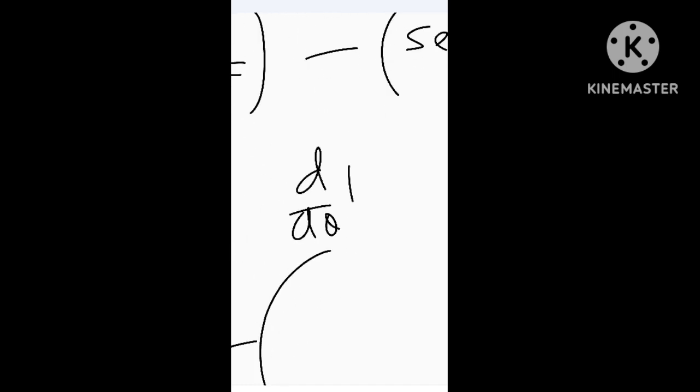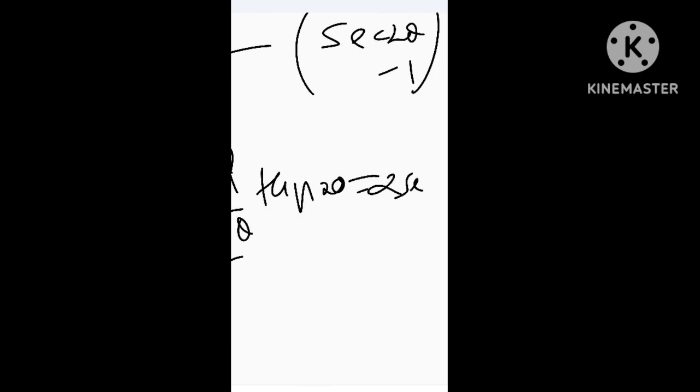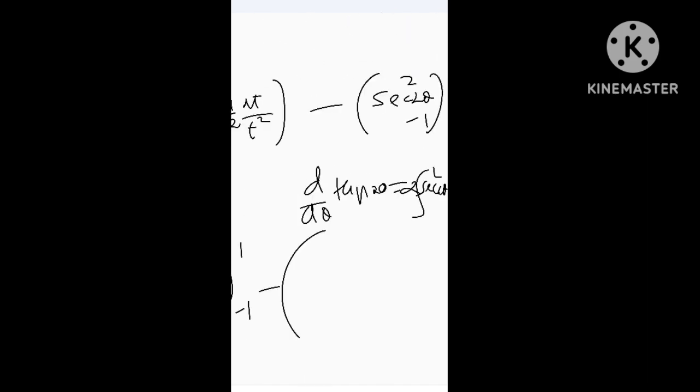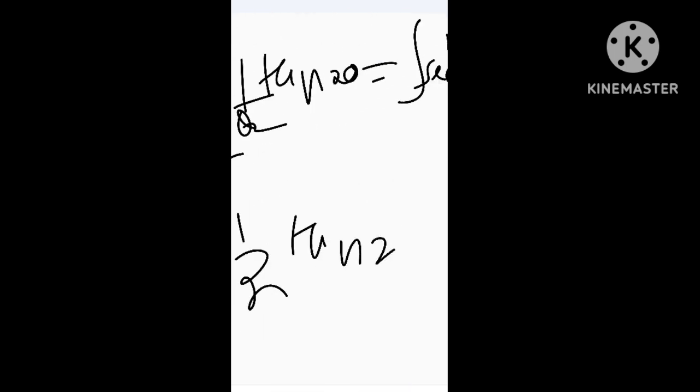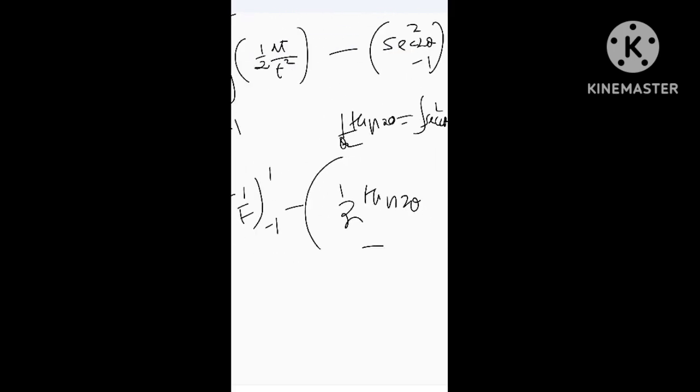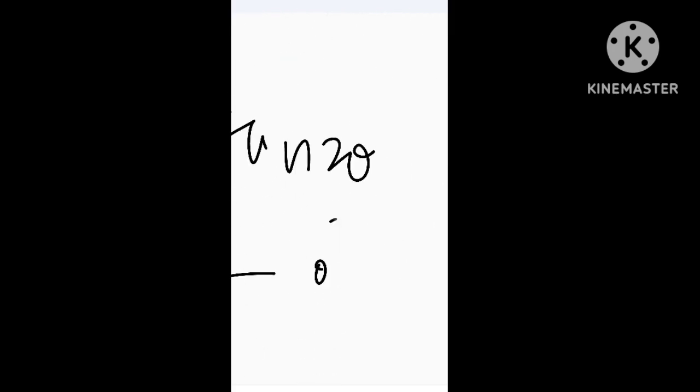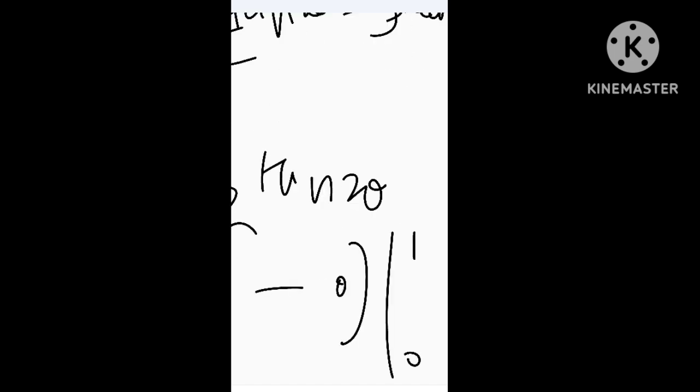So what is d by d theta of tan 2 theta? It is 2 secant square 2 theta, right? So what is the integration of 2 secant square 2 theta? It is tan 2 theta. So the integration of secant square 2 theta is 1 over 2 tan 2 theta. So I can write 1 over 2 tan 2 theta minus the integration of d theta, which is theta. So I have this evaluated from 0 to pi over 2.